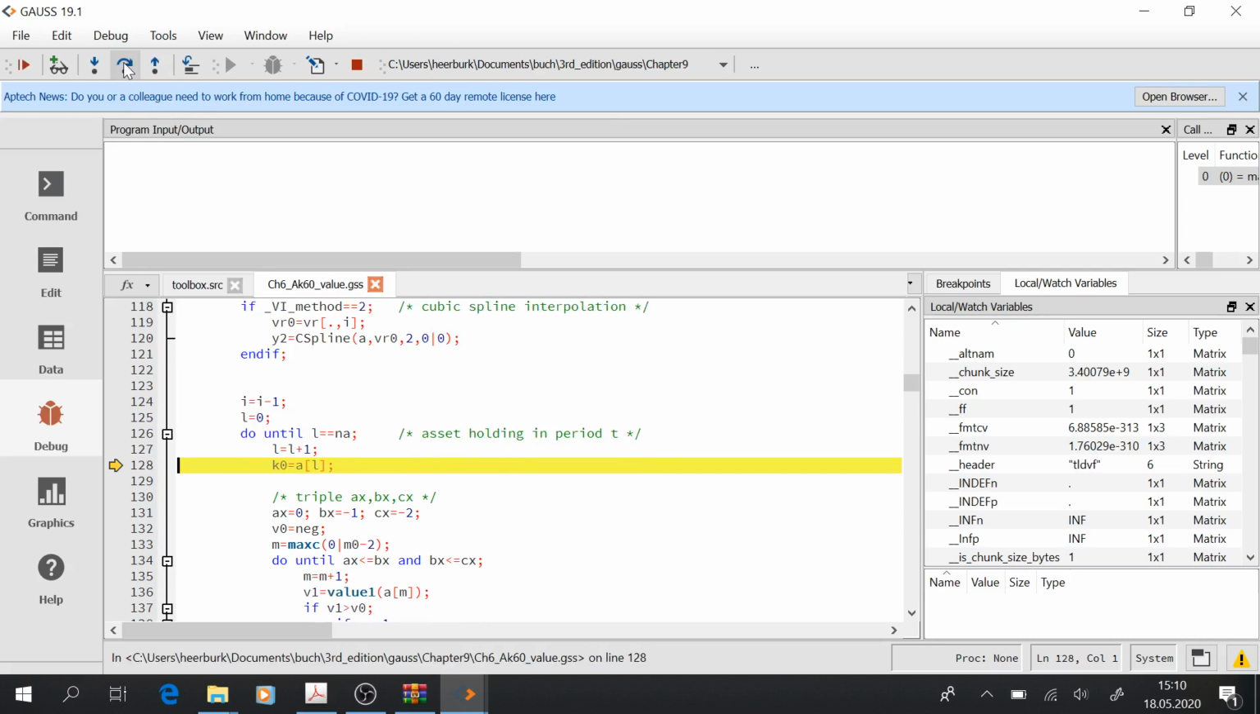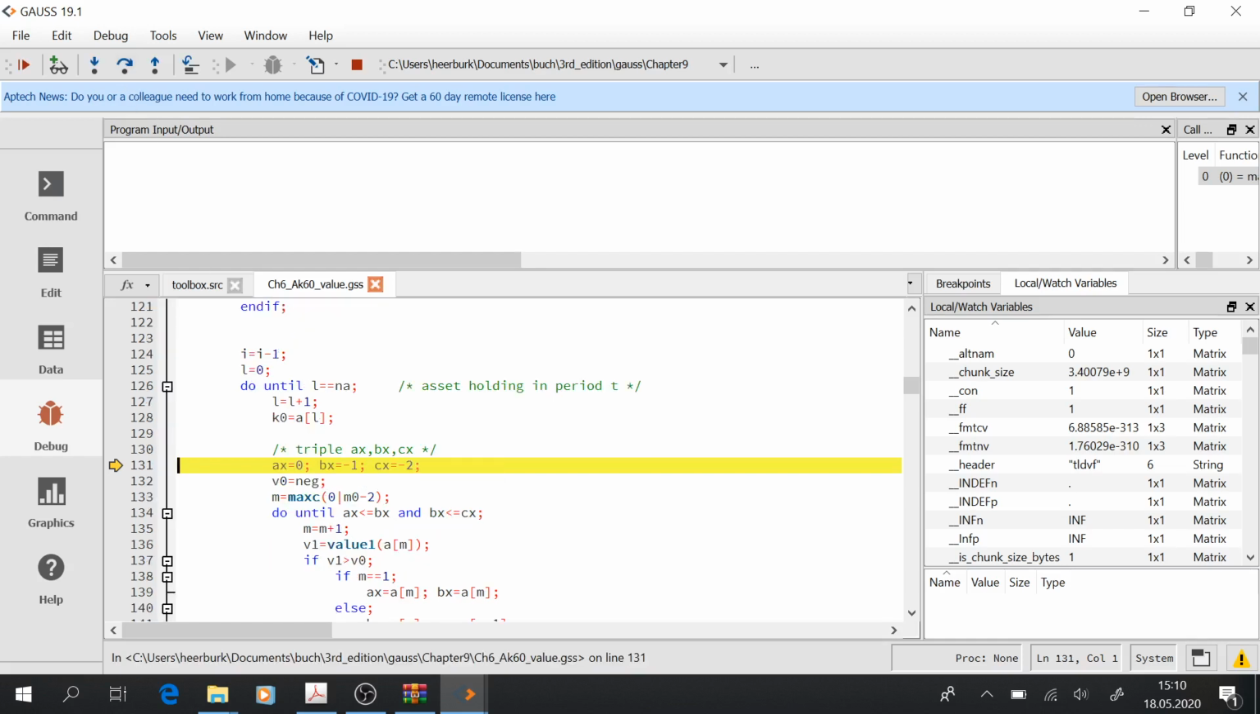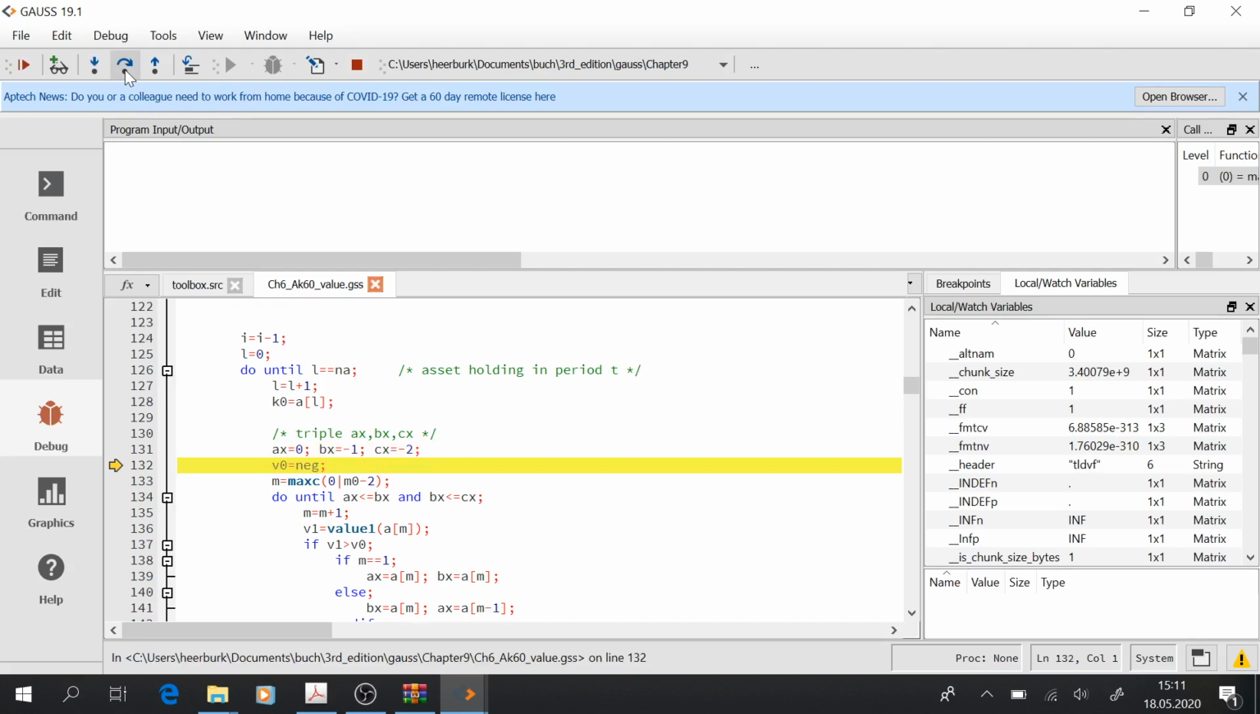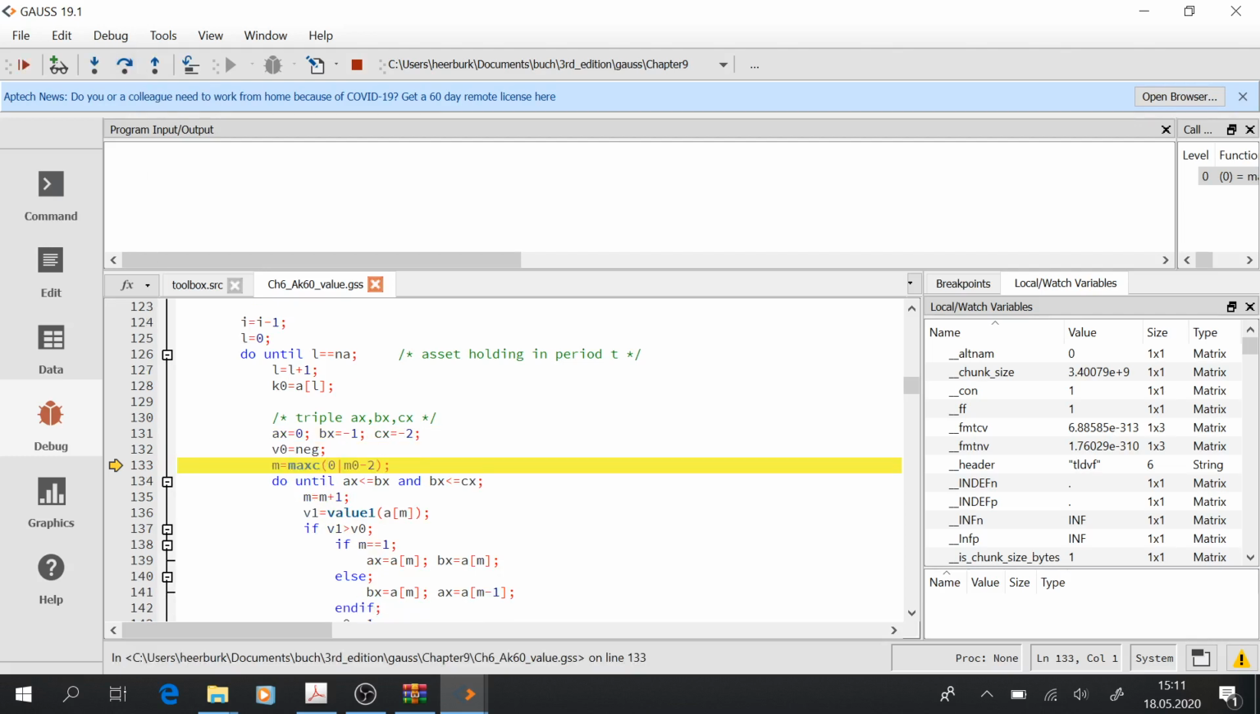And we look at the first grid point. Our loop over L are all the grid points on our asset space. And our first grid point, of course, is 0. We assume that we have a credit constraint, so households cannot accumulate negative wealth here. And we initialize the variables ax, bx, cx as follows: ax equal to 0, bx equal to -1, and cx equal to -2. We will see in a moment why this is appropriate. We set the initial value equal to the negative value, v0.